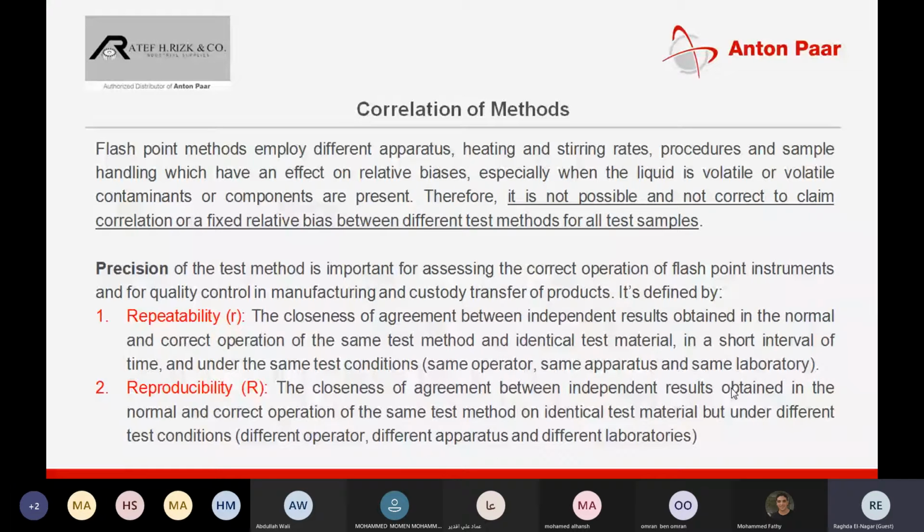Repeatability is met under the same conditions: the same laboratory, the same operator, and the same apparatus. In the case of reproducibility, there are differences in the laboratory conditions, different operators, different apparatus, and maybe different laboratories. But the method must be the same, or differ according to the deviation which is recorded.